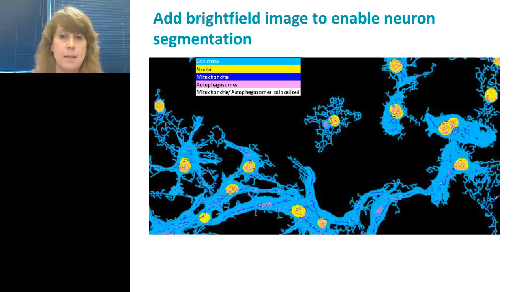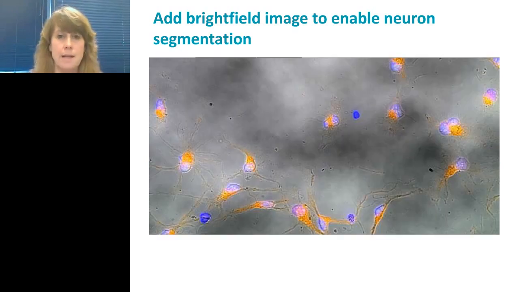In this case, the mask is showing the whole area of the cell in teal that was identified by the bright field image, and then the mitochondria are showing up in royal blue, and the autophagosomes in pink, the nuclei are yellow. And then even areas of co-localization, which there's few, and it's sort of hard to see. But I'll show you the mask, and then here's the bright field image that mask was generated from.